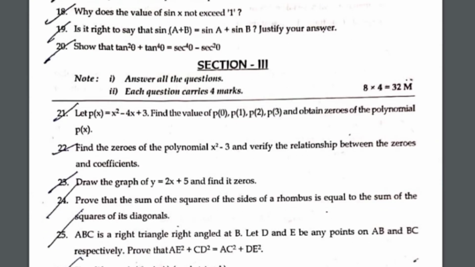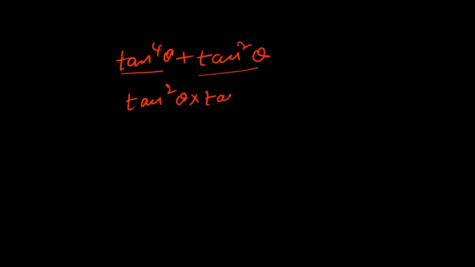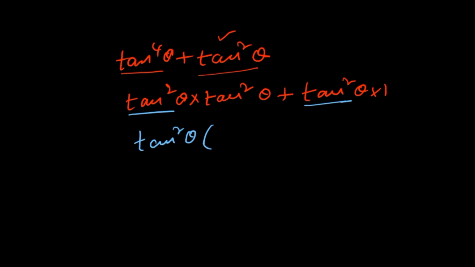Okay, so tan power 4 theta plus tan square theta is equal to secant power 4 theta minus secant square theta. You take tan square theta common from both. That means you write tan power 4 theta as tan square theta into tan square theta. And plus this tan square theta, you can write as tan square theta into 1, because if you multiply by 1 you will get the same answer, right? I am going to take tan square theta common. Then you will have tan square theta plus 1.